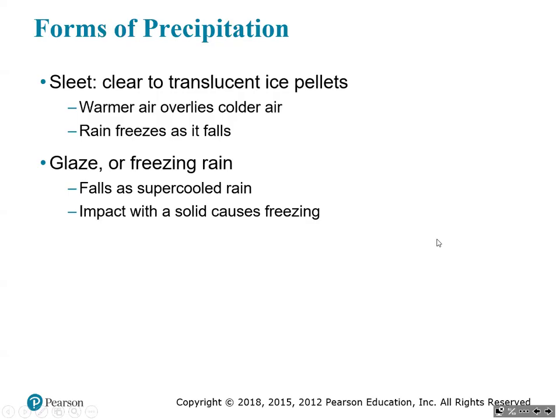So sleet is clear to translucent ice pellets. This occurs when warmer air overlies colder air. The rain freezes as it falls. So snow in the cloud melts at some height when it hits the warm air, then it freezes again when it hits the cold air at the ground.